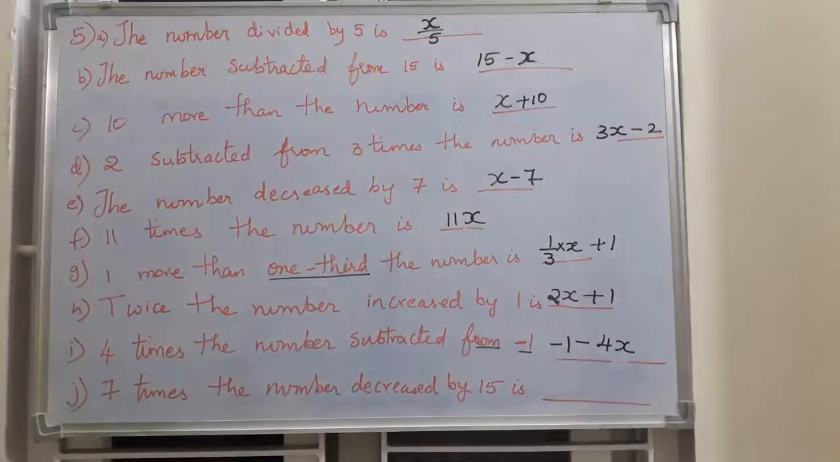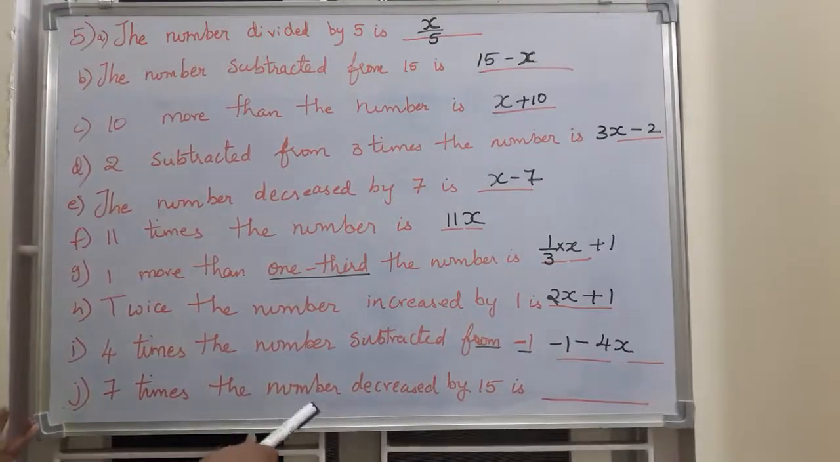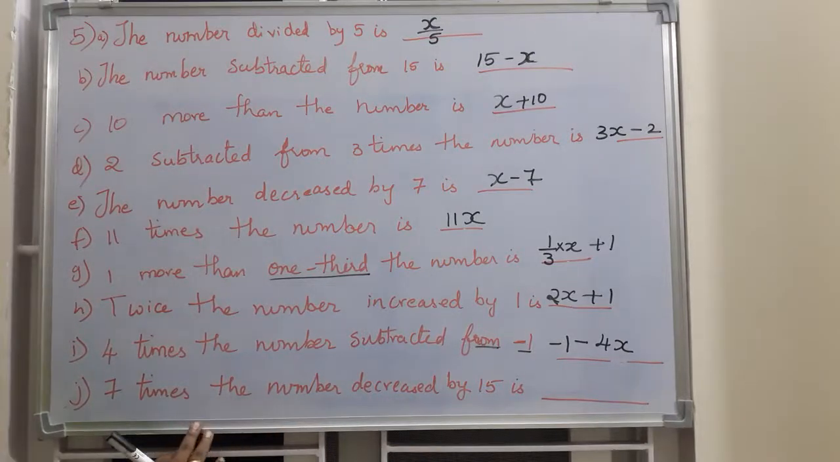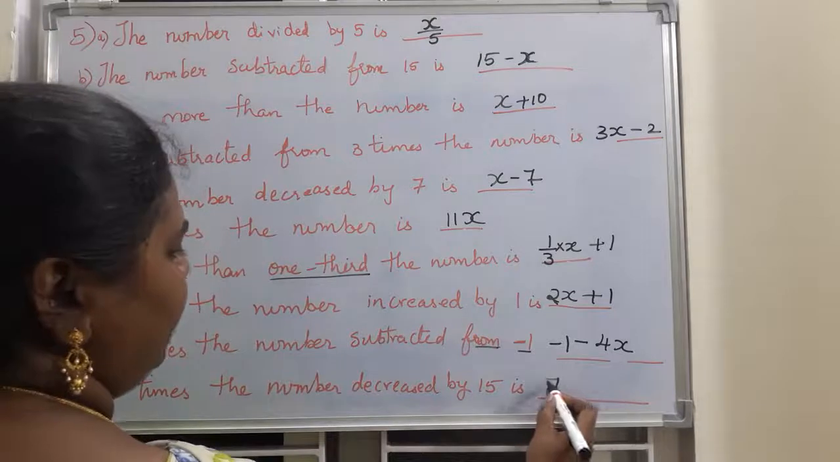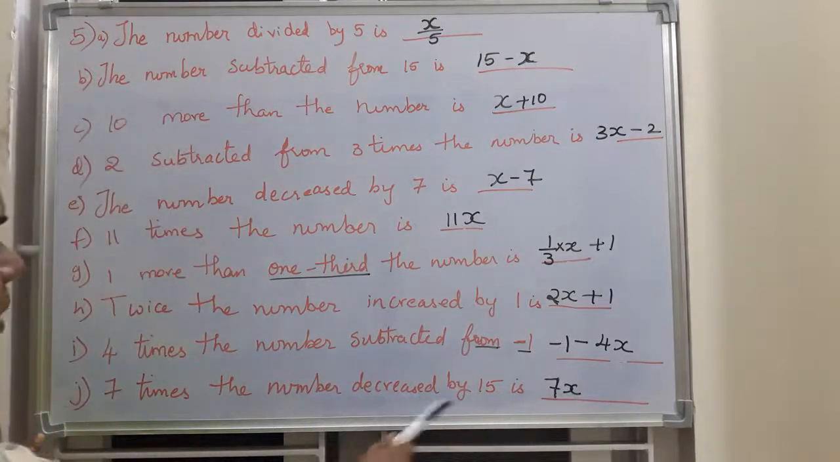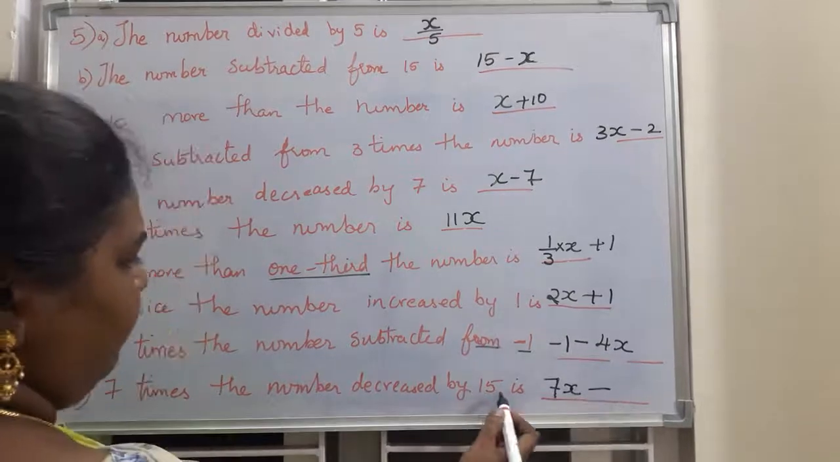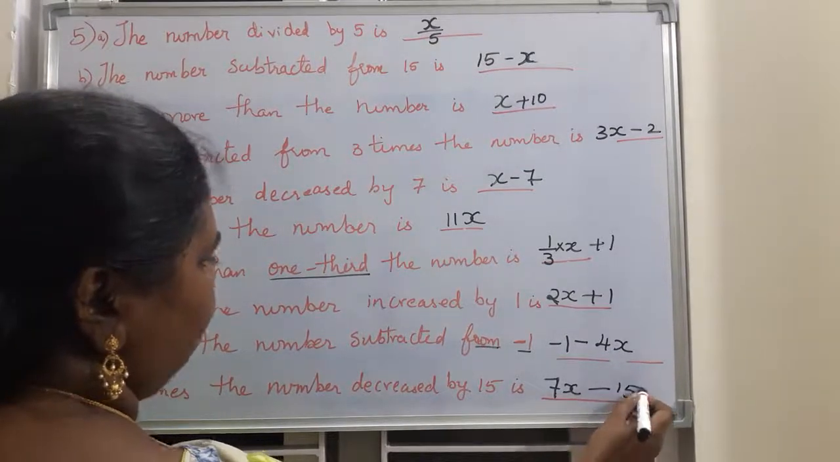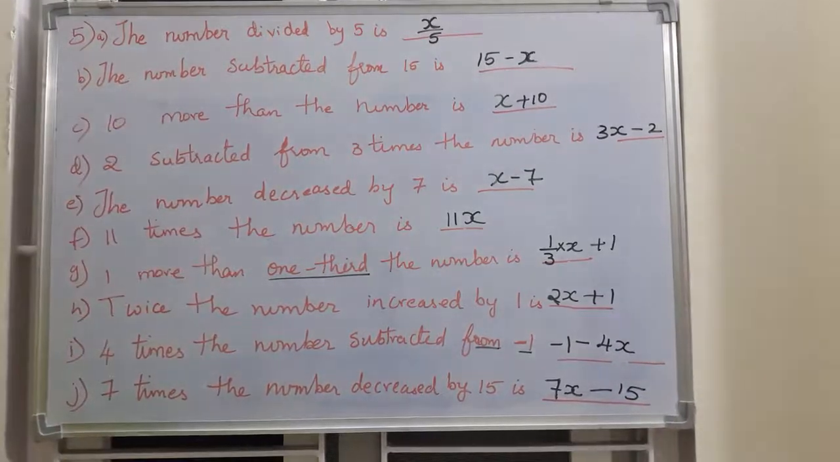Okay, follow the order. Next, 7 times the number decreased by 15. So 7 times the number is 7x. Decreased means subtraction, 15. So it is 7x minus 15. Check whether all the options are there or not. If you see everything, all will be cleared. All the 10 fit exactly in their respective places.